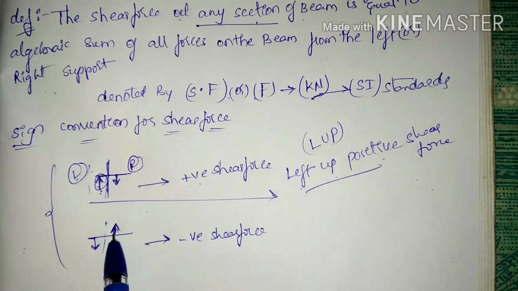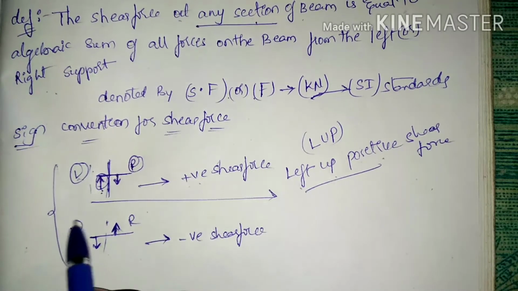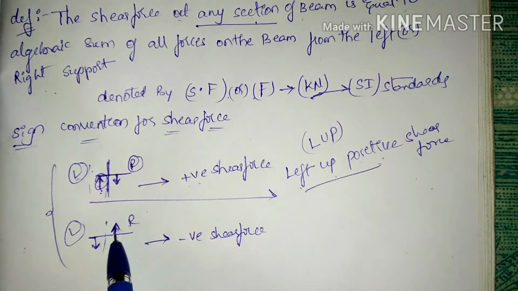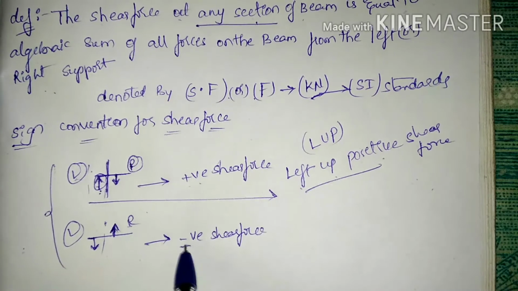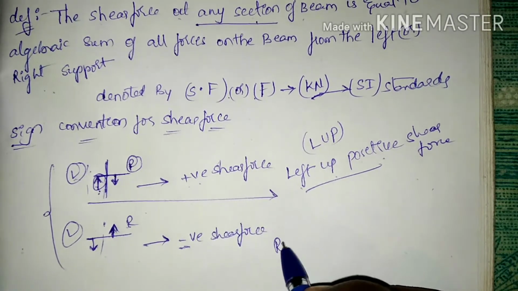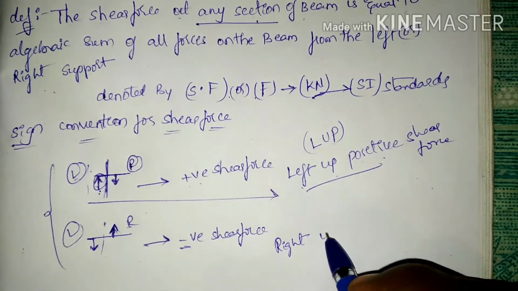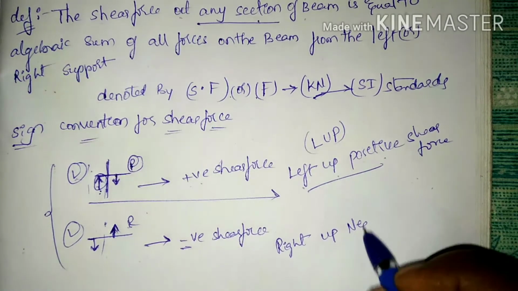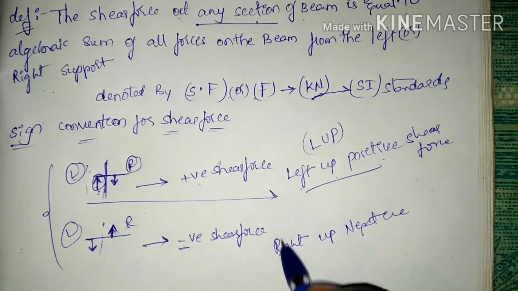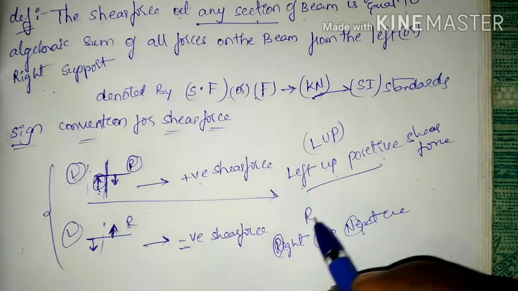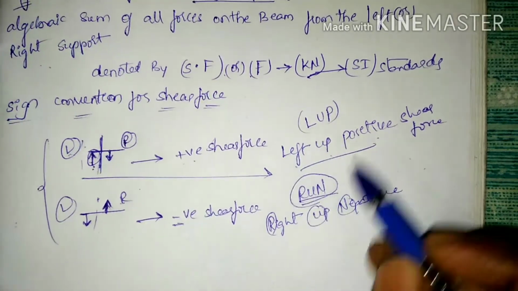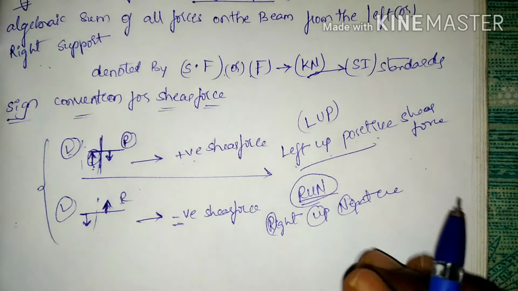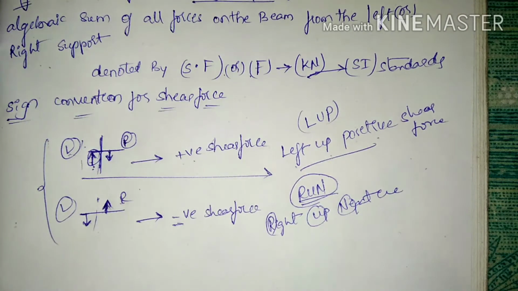This is a right support and this is a left support. If the force on the right side is in the upward direction, it is negative shear force. This can be remembered as right up negative, RUN, run. These are the two sign conventions for drawing the shear force diagram.